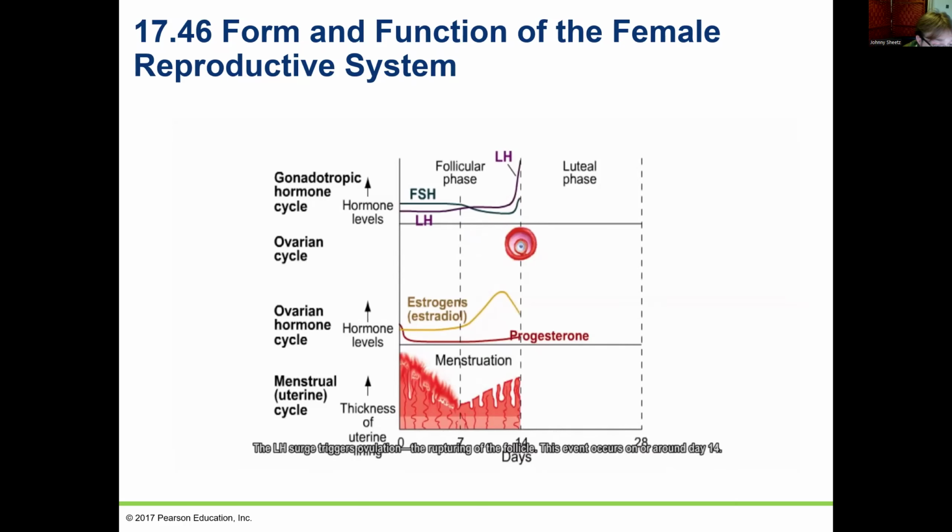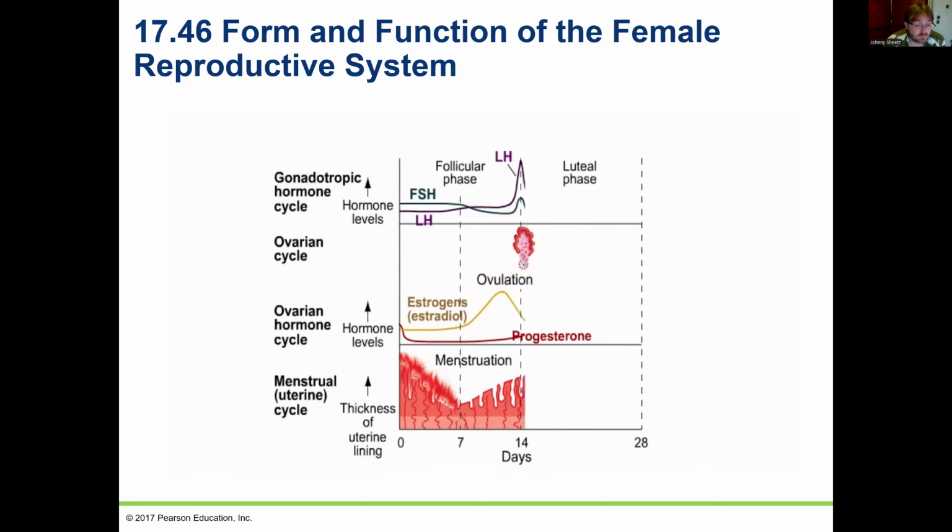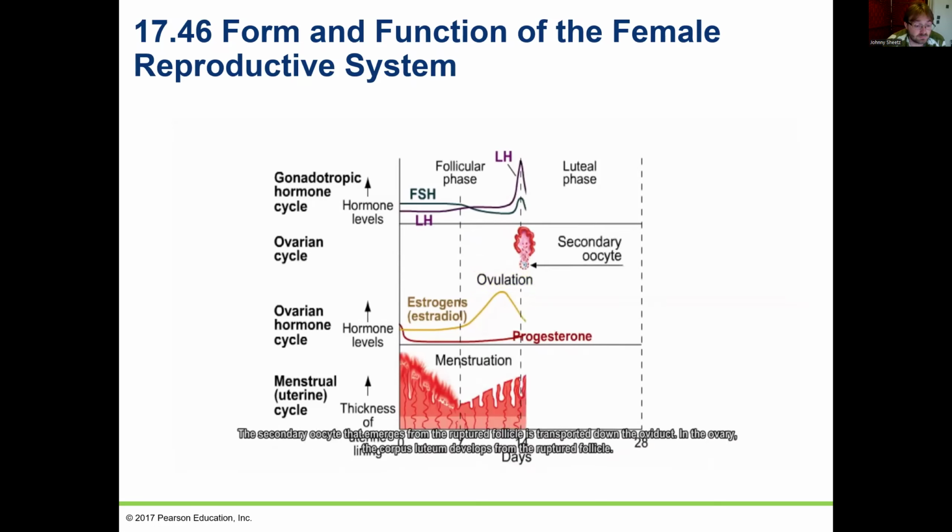The LH surge triggers ovulation, the rupturing of the follicle. My bad, guys. I mixed up FSH and LH. Luteinizing hormone stimulates the rupture of the follicle, not FSH, like I said earlier. This event occurs on or around day 14. The secondary oocyte that emerges from the ruptured follicle is transported down the oviduct.